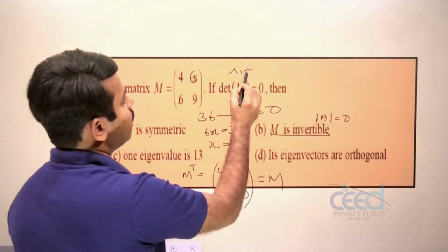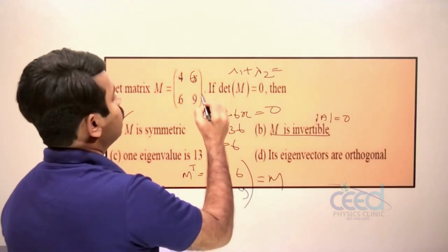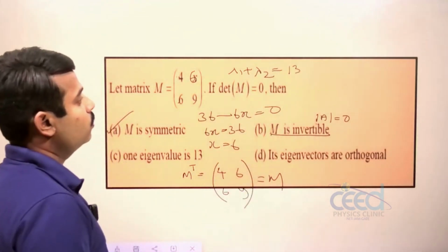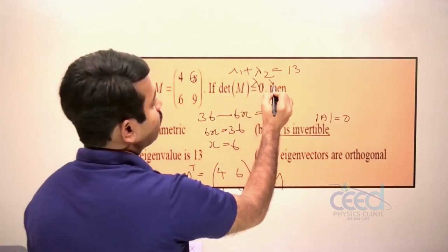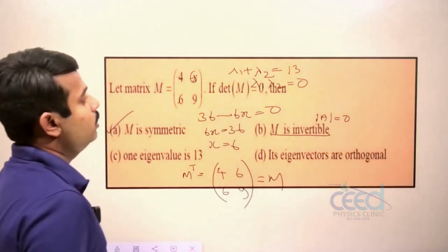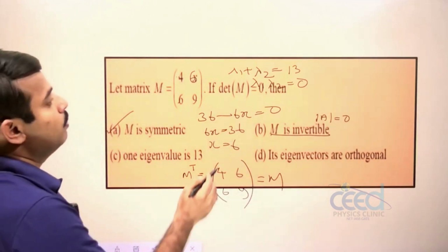One eigenvalue is 13, right? So lambda 1 plus lambda 2 is equal to 13, right? So one eigenvalue is 13. Lambda 1, lambda 2, what? The other is 0. Then the eigenvalue sum will be 13.